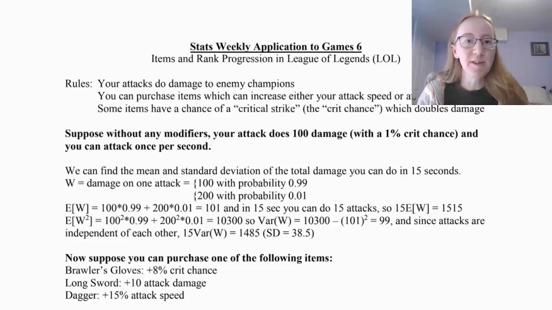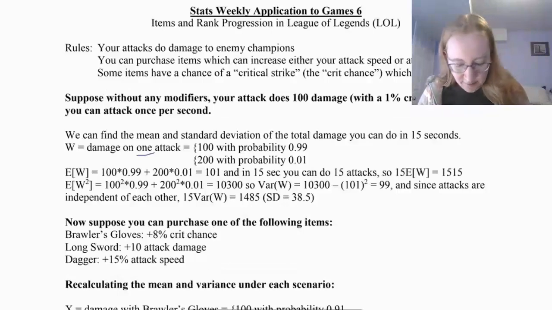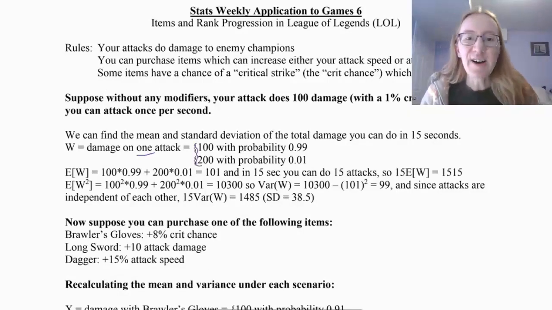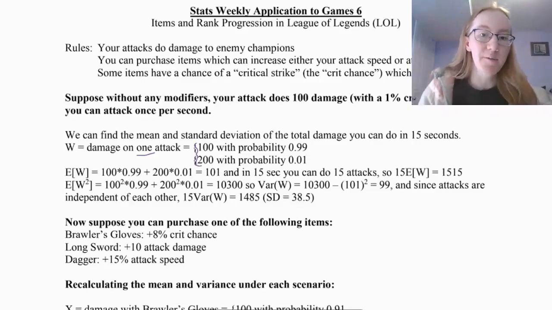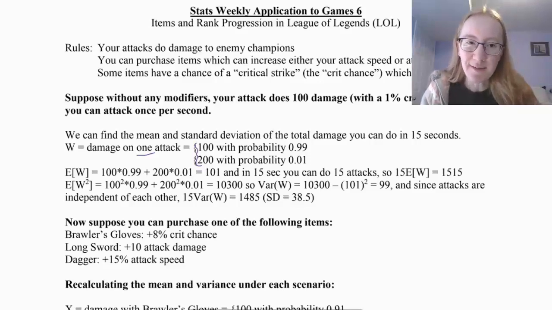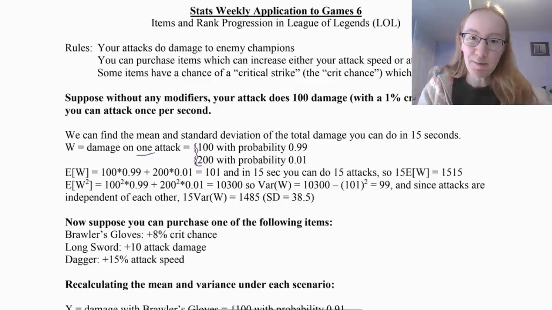Well, we'll start by defining, let's call it W, to be the damage on one single attack. It's 100 with probability 99% and 200 with 1% chance, because that crit chance is going to double your damage. So again, it's not a very complicated random variable. It only takes two values, and so it's clearly discrete because 2 is countable, and with those corresponding probabilities.